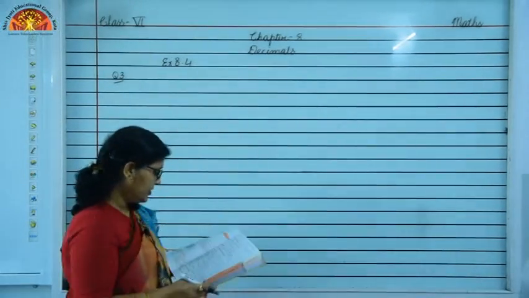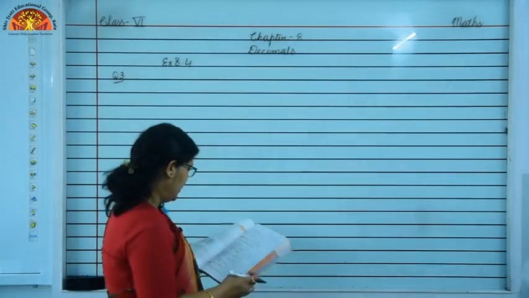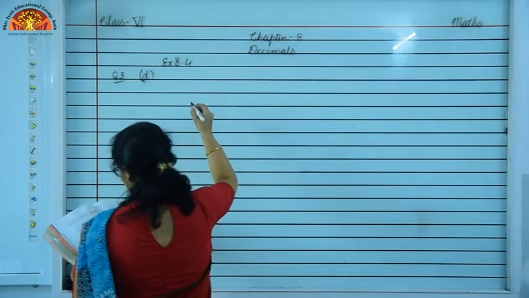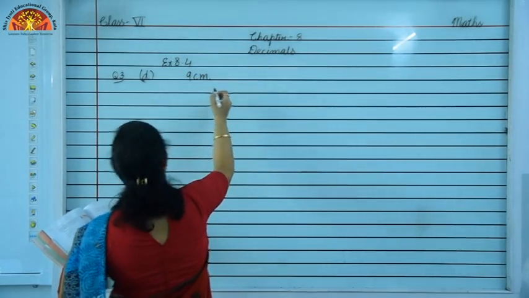Let us start question number 3. Express as centimeter using decimals. Take D part of this question, 9 centimeter 8 millimeter.